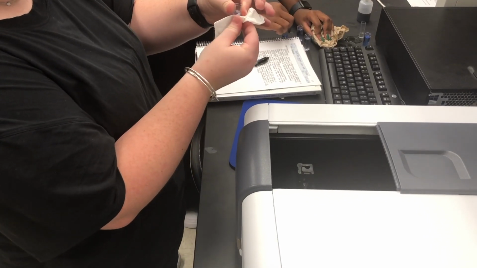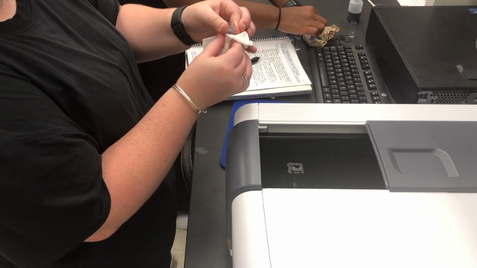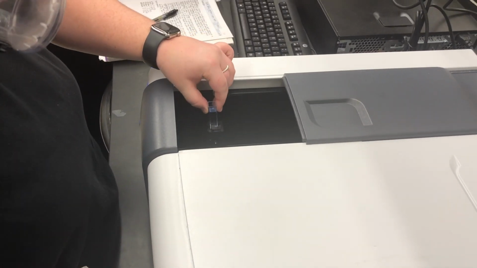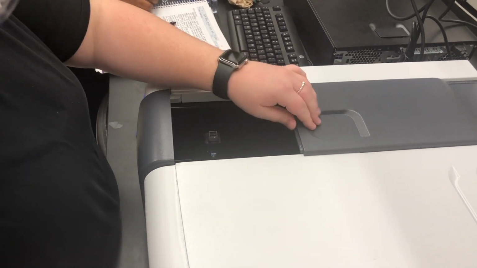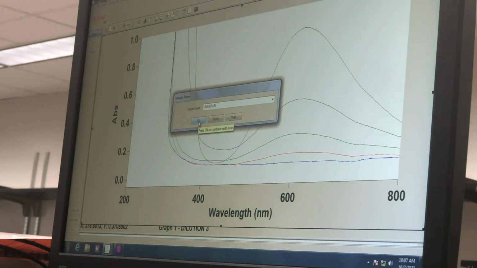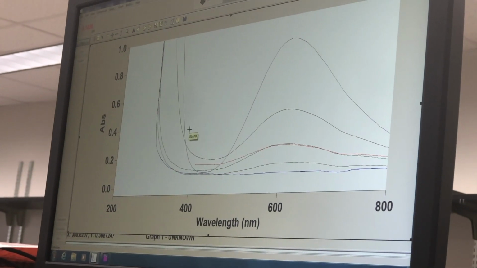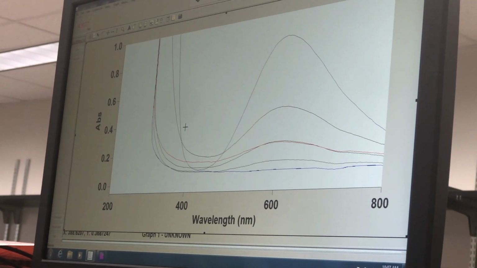We finally scanned our unknown solution. Here is a shot of our final graph with all of our solutions scanned.